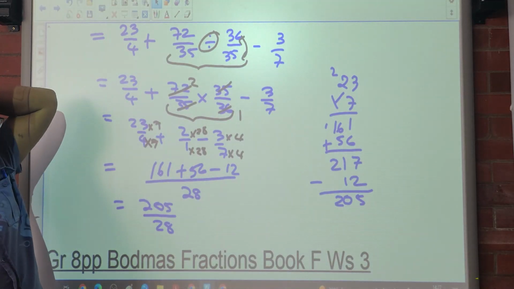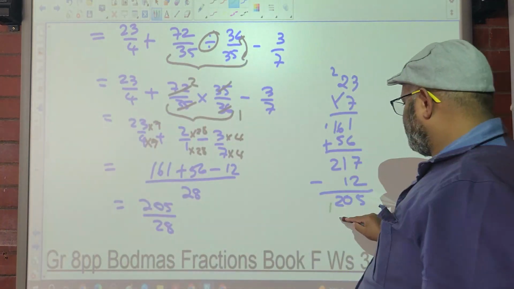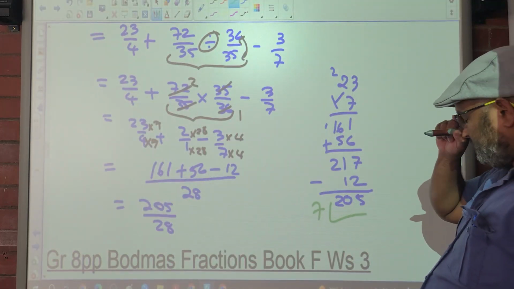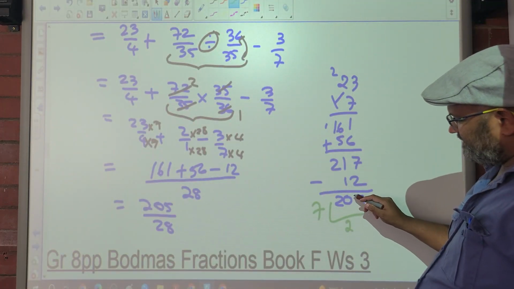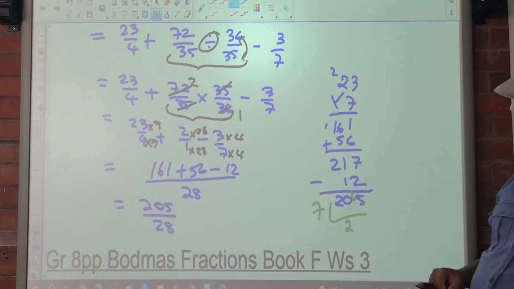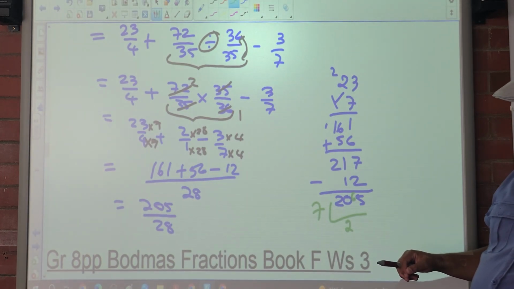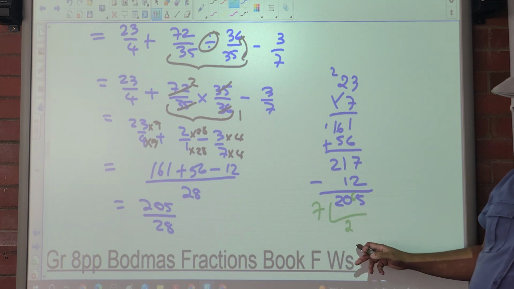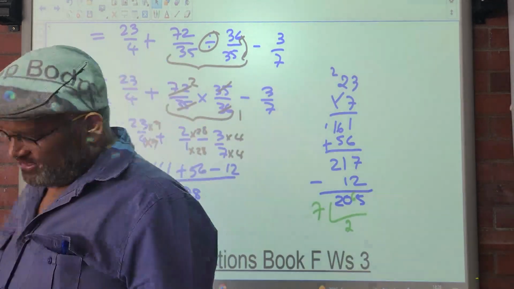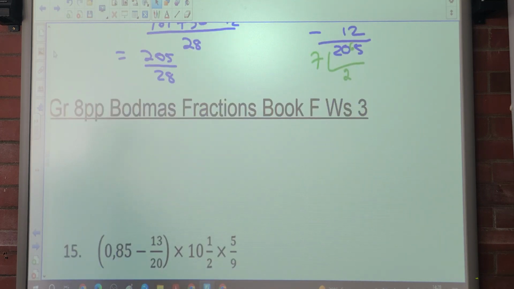Okay, so it's worth a while to test if 7 goes into 205. So 7 goes into 20 2 times, remainder 6. 7 times 9 is 63, remainder 2. So 205 is not divisible by 7. So the answer is 205 over 28. Okay? But it's just worth testing, just in case it could be divisible.